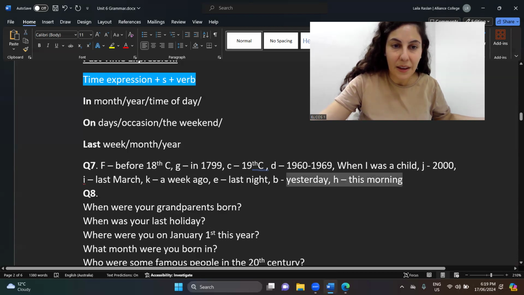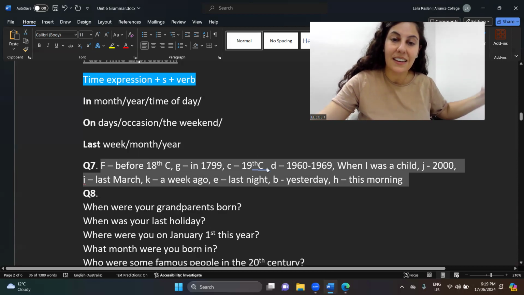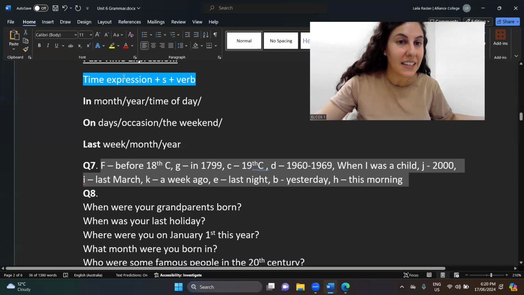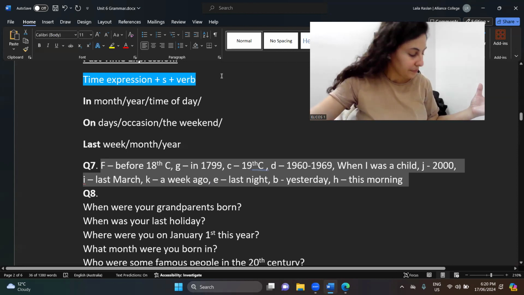So we could see the time. It starts with this morning, and then we go back in time. Yesterday, last night, a week ago, last March, the year 2000, when I was a child, because I was a child in 1980, early 1980s. Then the 60s, then the 19th century, then 1799, and then before the 18th century. Okay, just using some of our time expressions, knowing that we can put these before a sentence to talk about when the action happened.